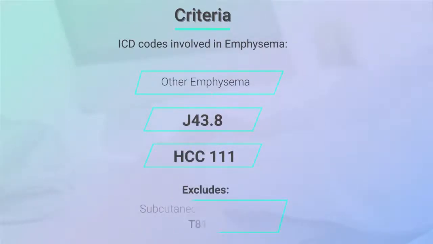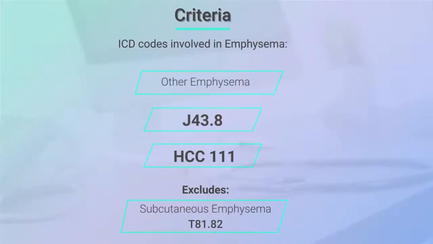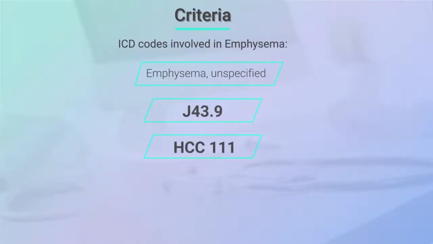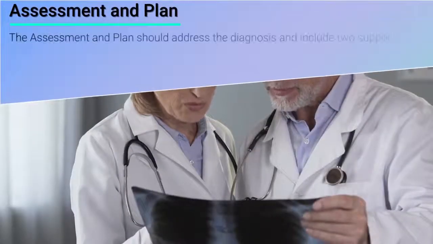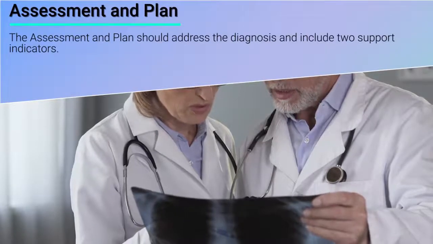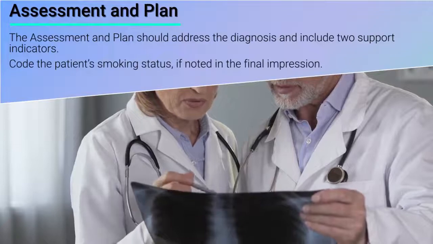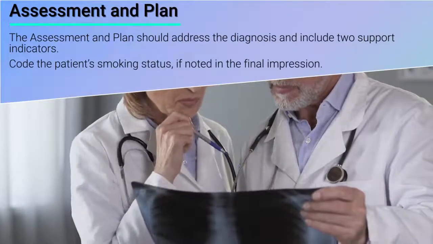However, it excludes subcutaneous emphysema, which is coded as T81.82 instead. And lastly, for unspecified emphysema, the ICD code is J43.9, HCC 111. The assessment and plan should address the diagnosis and include two support indicators. Code the patient's smoking status, if noted in the final impression.